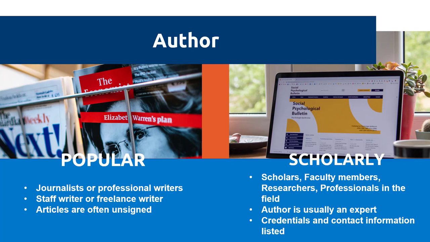Consider the author. Popular sources may be written by journalists, professional writers, staff writers, freelance writers, or the article may even be unsigned. Scholarly articles are written by scholars, faculty members, researchers, and professionals in the field. The author is usually an expert, and their credentials and contact information are listed.